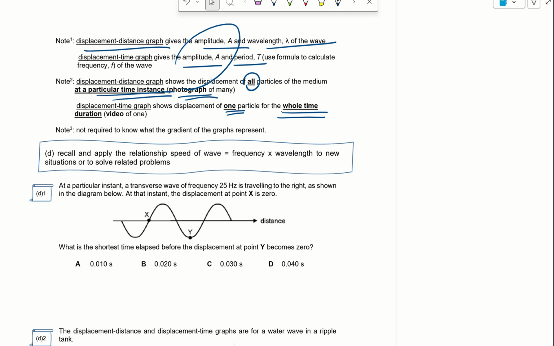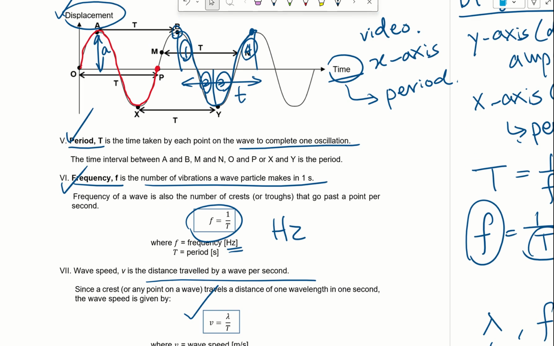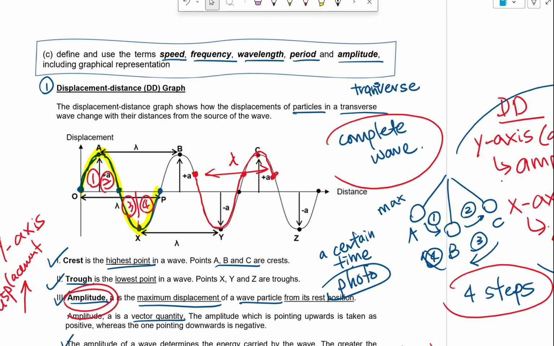You are not required to know what the gradient of the graph represents. I know a lot of you are scared of finding gradient, but we don't need to know the gradient. So this is for success criteria C.